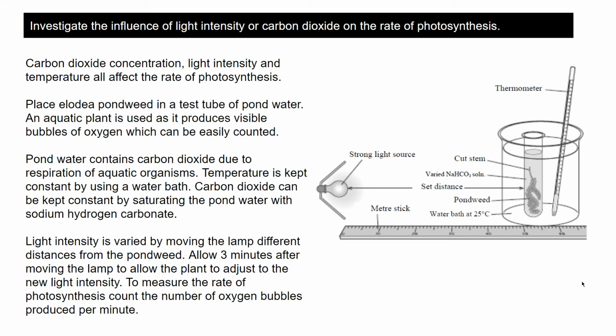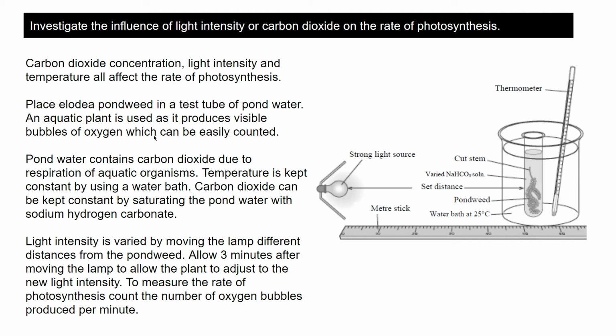A mandatory investigation in this chapter is to investigate the influence of light intensity or carbon dioxide on the rate of photosynthesis, and we always do the effect of light intensity. So we have the setup in the description here. Light intensity is varied by moving a lamp a different distance to or from the pondweed. Every time we move the lamp, we must wait 3 minutes to allow the pondweed to become adapted to the new light intensity.